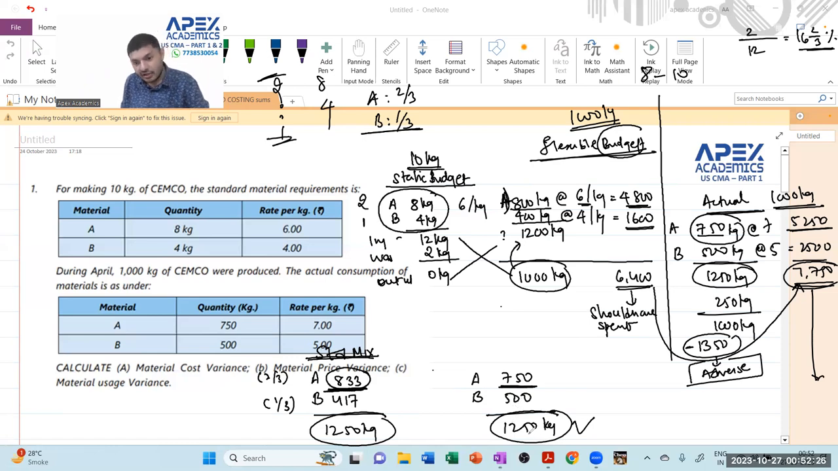Dear manager, you want to take 1250 kgs? Take it. How much B have you used? 500. How much should you have used? 417. You have not done a good job. You should have used 417, but you have actually used 500. That's bad.